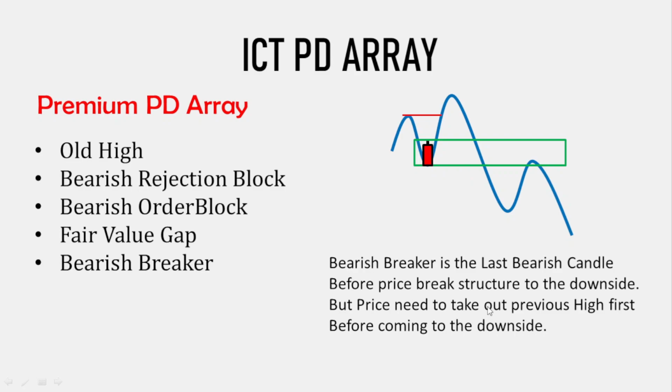But price needs to take out the previous high first before coming to the downside. This move to the upside right here has to take out the previous high. Otherwise, that bearish breaker is not valid. You want to see price go to the upside and take out this buy side liquidity right here. And when it comes back down, and price is coming back to it, that is a bearish breaker. You can look for a short entry to the downside. So that is a bearish breaker.